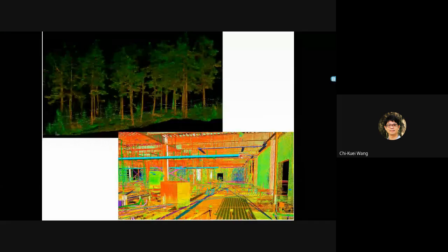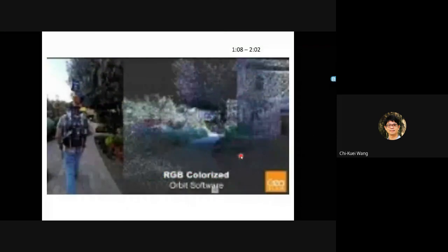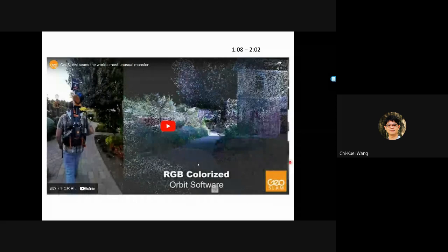And the other example will be a construction site. There are just so many obstructions. You will want to scan from all directions in order to eliminate the obstruction of the line of sight. All right, this is my final slide.